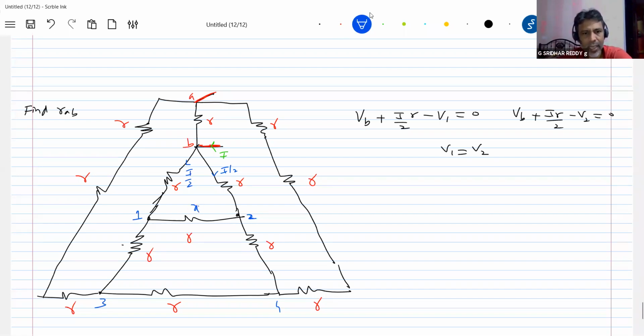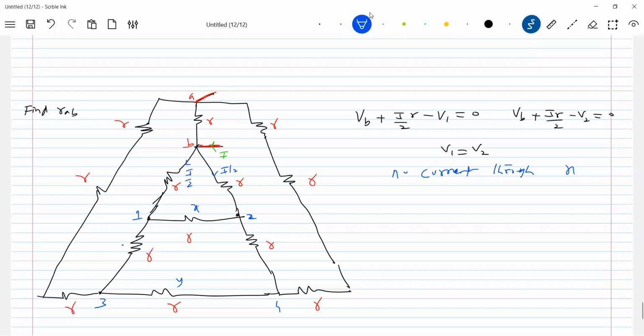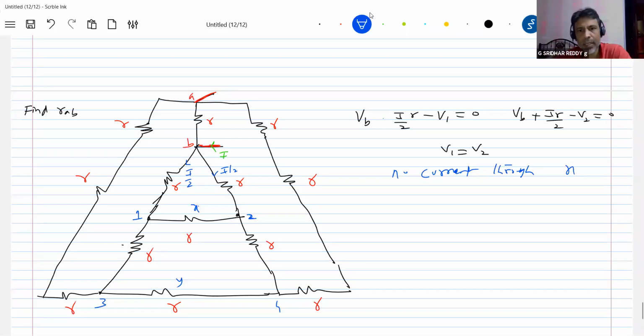There is a resistor X, and there is a Y. So no current through X. That's why I can remove it; whether it's present or absent doesn't make any difference in the problem. So let's remove it so that the problem becomes very simple for us. Similarly, I'll go further along the current. So that is minus IR by 2. VB minus IR. Yeah, fine.